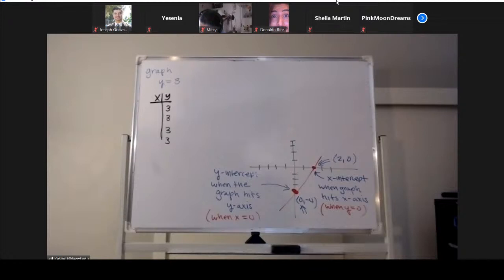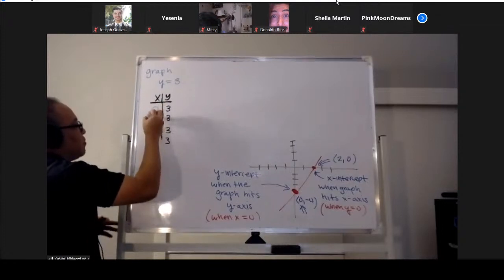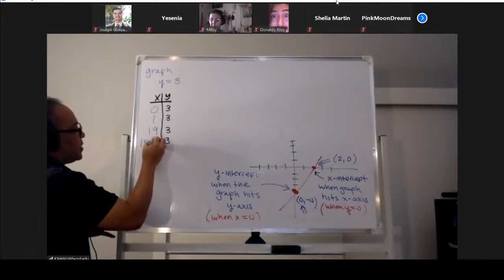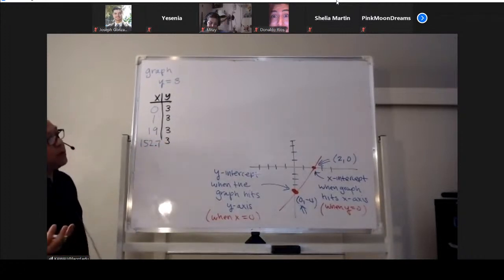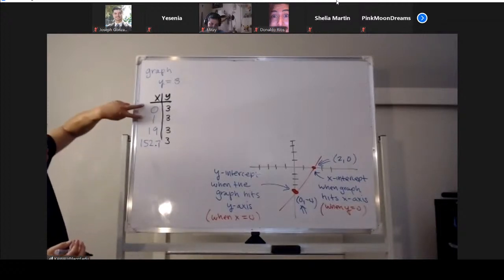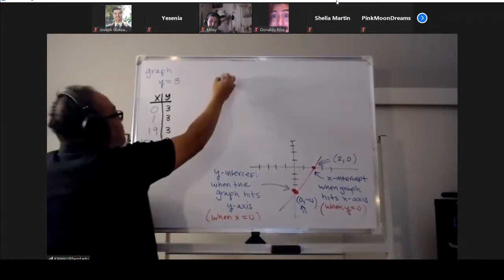Now you can pick any number you want for x. You can pick 0, 1, 19, 152.7. It doesn't matter what number you pick. Y is always equal to 3. Okay. So let's just take these two, our same ones, and let's just graph that.